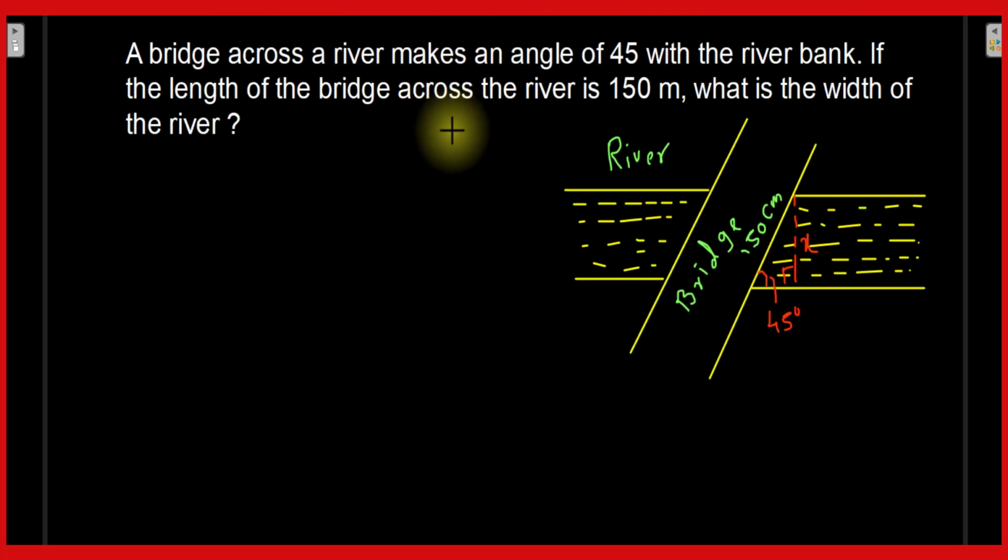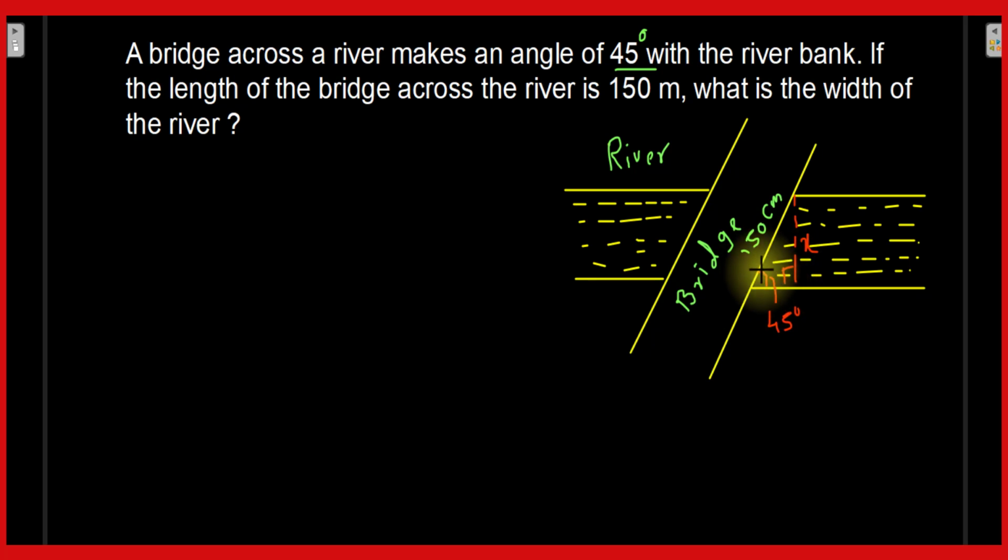Here is the next question on the screen, that a bridge across a river makes an angle of 45 degrees with the river bank. If the length of the bridge across the river is 150 meter, what is the width of the river? This is the river and this is the bridge over the river, which makes an angle of 45 degree with the river bank. So this is the river bank, and with this river bank it makes the angle of 45 degree. So this angle is 45 degree.